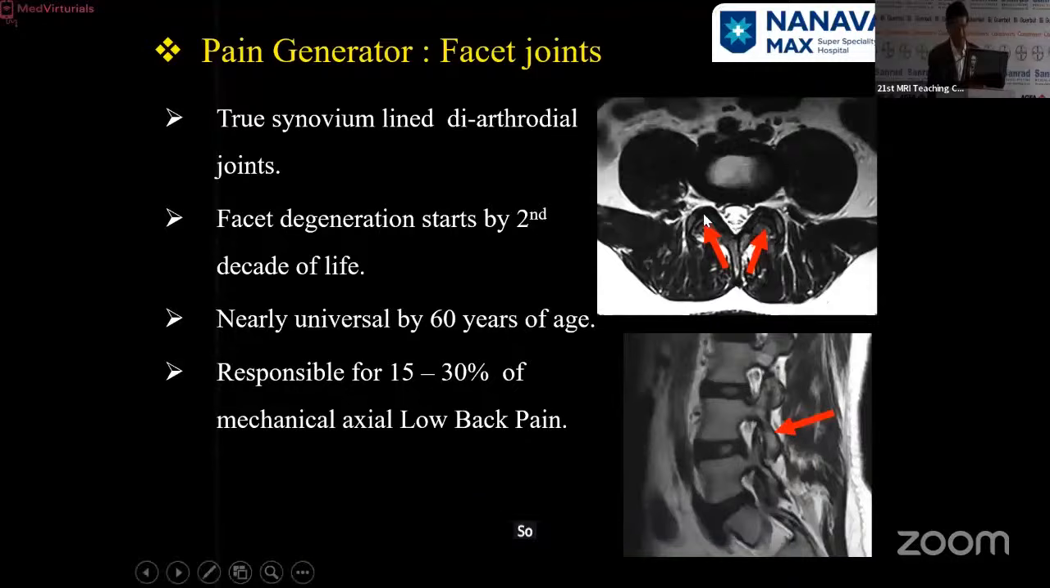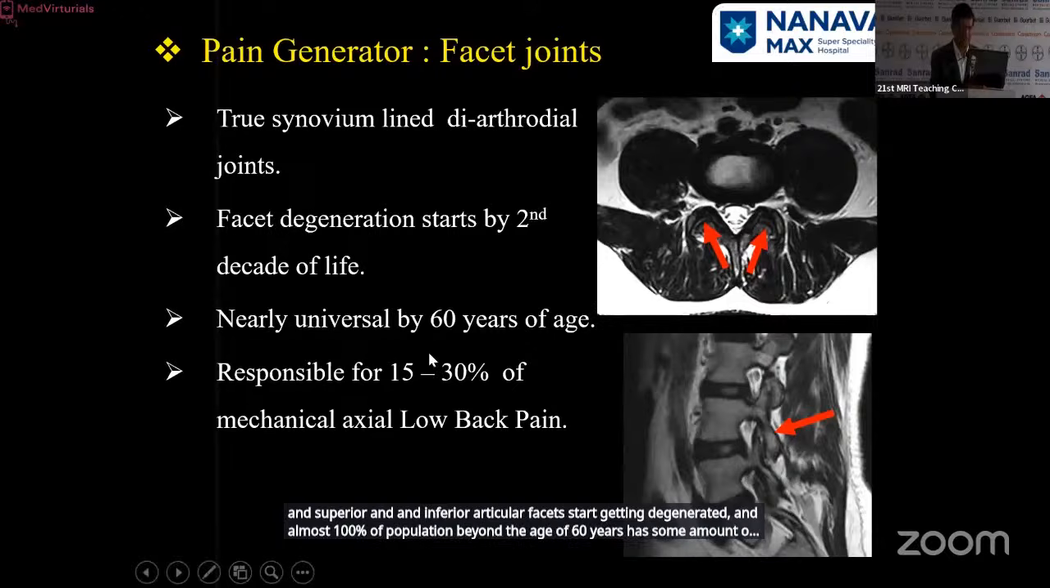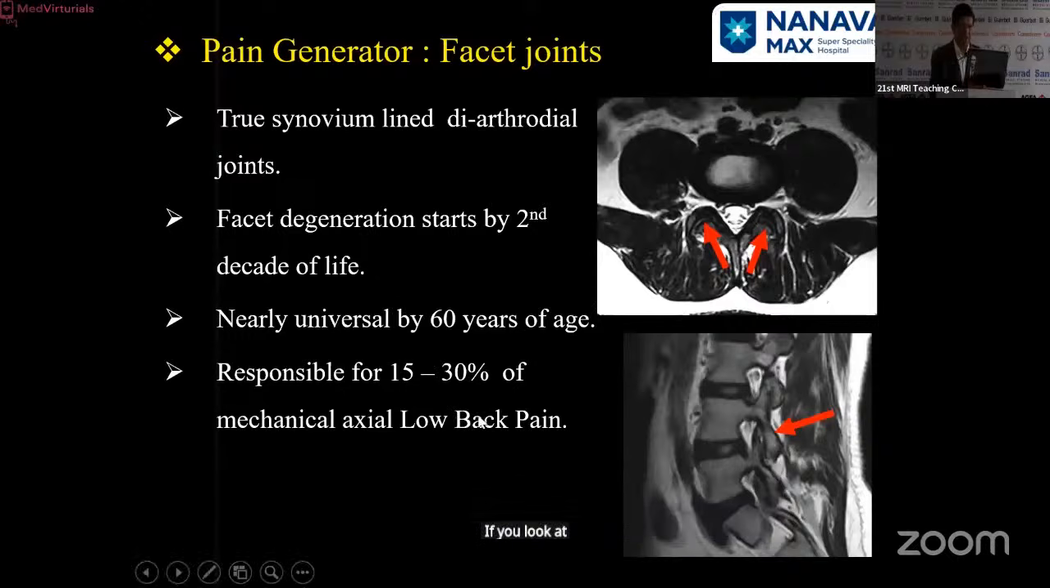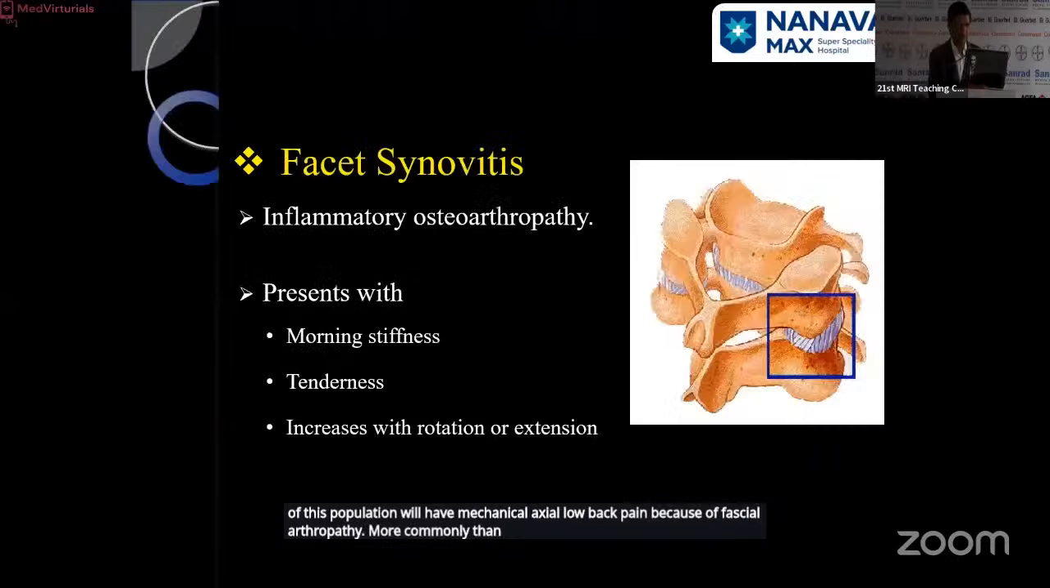So they start degenerating. The cartilage and synovium between the superior and inferior articular facets start getting degenerated. And almost 100% of the population beyond the age of 60 years has some amount of facet arthropathy. If you look at 100 patients with backache, almost 15 to 30% of this population will have mechanical axial low back pain because of facet arthropathy, more commonly than pure disc disorders.